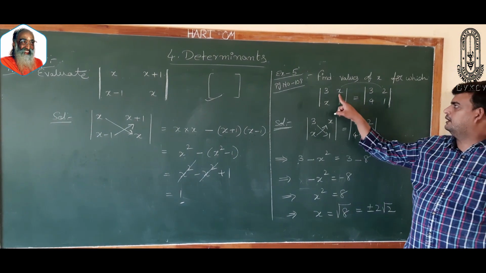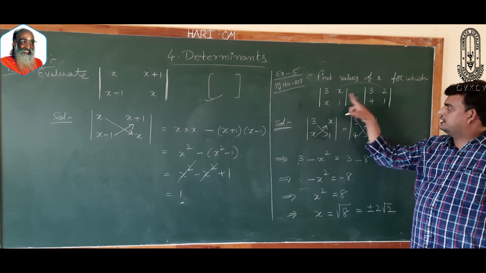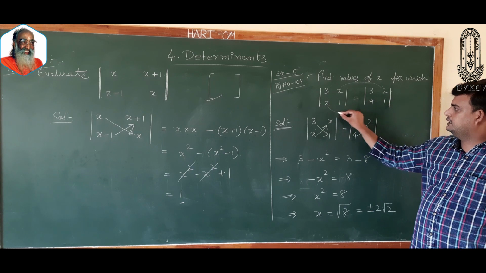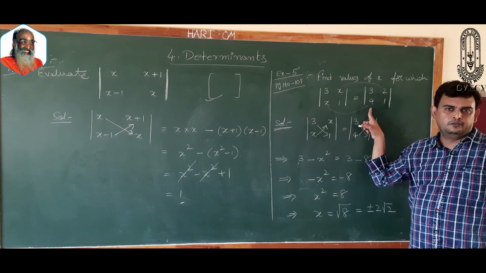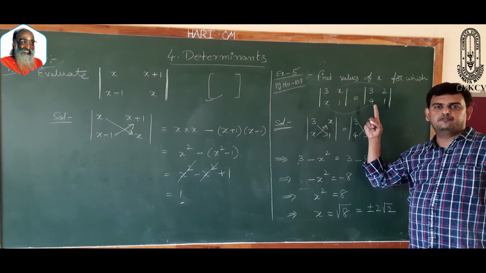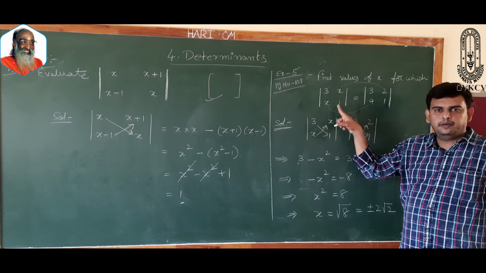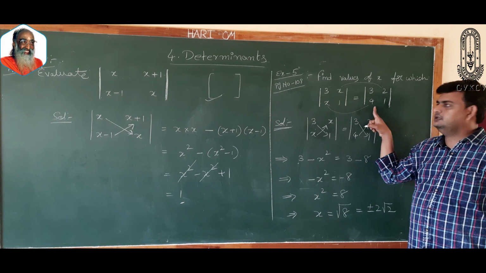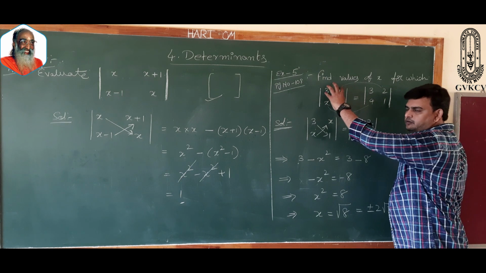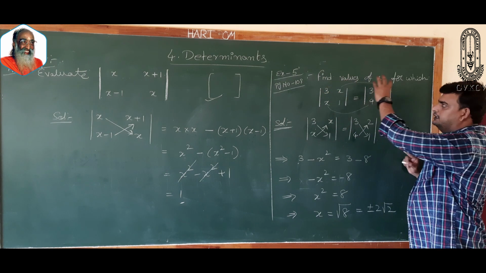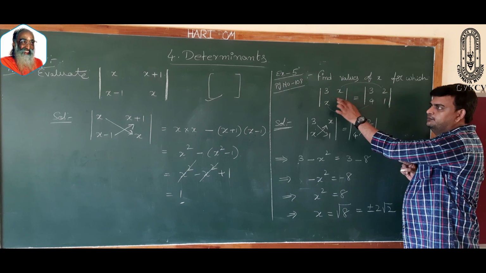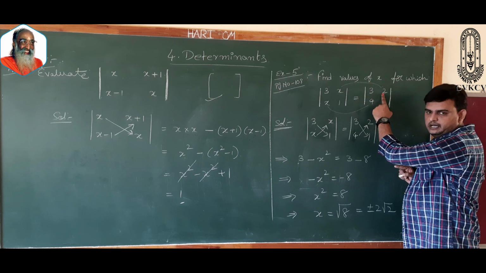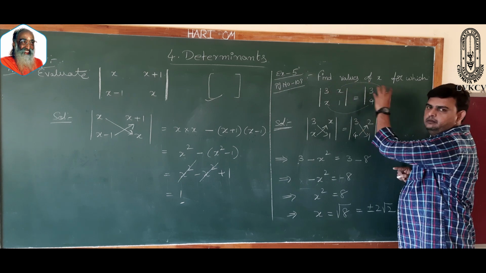When we compare the corresponding elements, here we are getting the value of x is equal to 2. When we compare here, the value of x is equal to 4. So x gives us two different values. So it is not the meaning of comparing the matrices. The meaning is that the determinant of this left hand side matrix and the determinant of the right hand side matrix are both equal. So we should not compare the corresponding elements. We have to compare the determinants of the matrices.